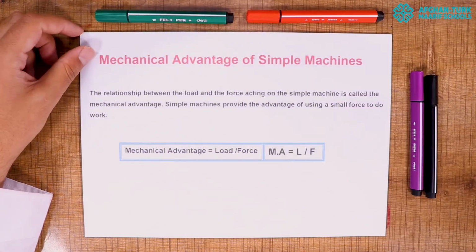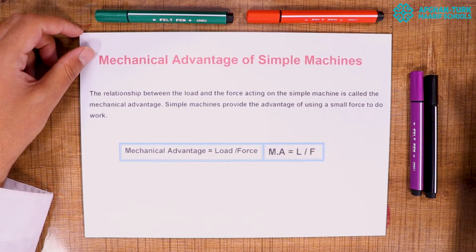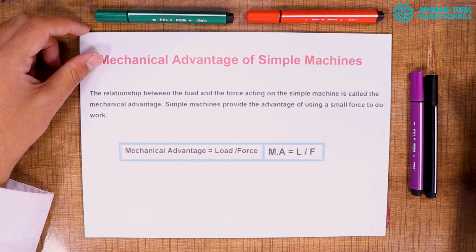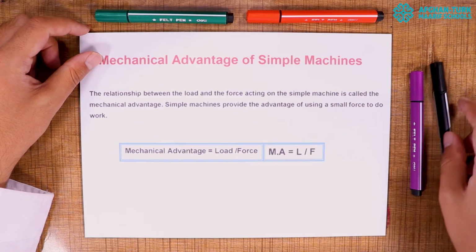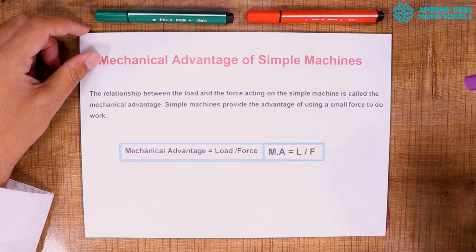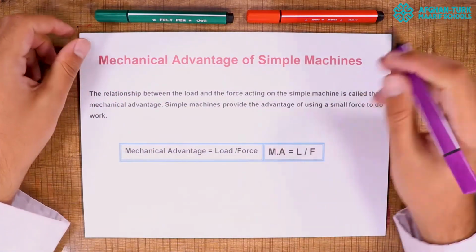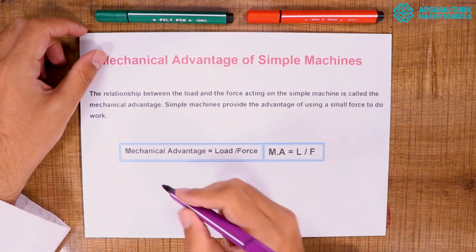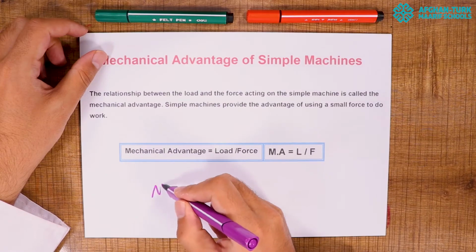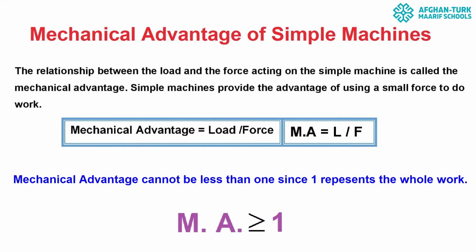Plus, it's easy to calculate. The size of the work we do is divided by the force we spend on this work. So the load is divided by force. This means that the mechanical advantage can never be less than 1. If you find the mechanical advantage less than 1, you probably must have made a calculation error somewhere. It cannot be less than 1.